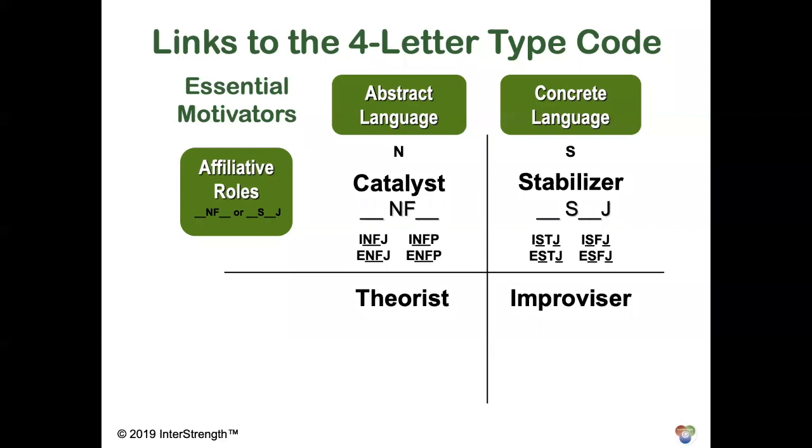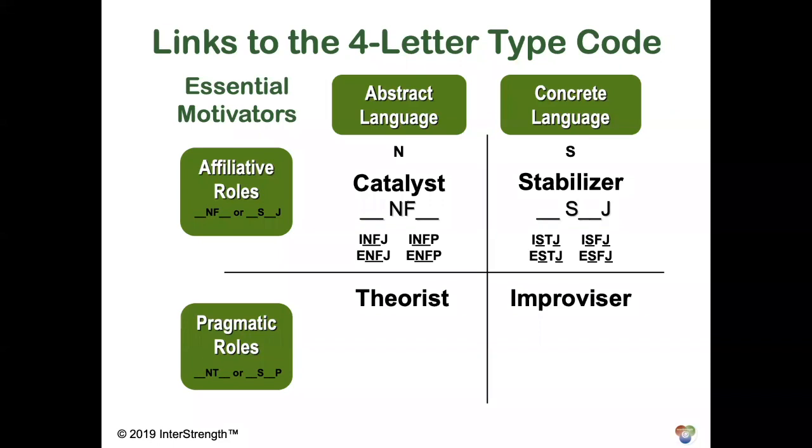Okay, the other kind of roles that you can take, kind of opposite of affiliative, are pragmatic. And pragmatic roles are about calling the shots on your own actions, taking independent action, doing what you think will work. Not pragmatic in the sense of practical, but what is going to work. So people with a preference of N and T, the theorist, have a preference for taking pragmatic roles. All of those with a preference for intuition and thinking tend to approach relationships and work in a pragmatic way. So INTJ, INTP, ENTJ, and ENTP. So we have N and T, those four types.